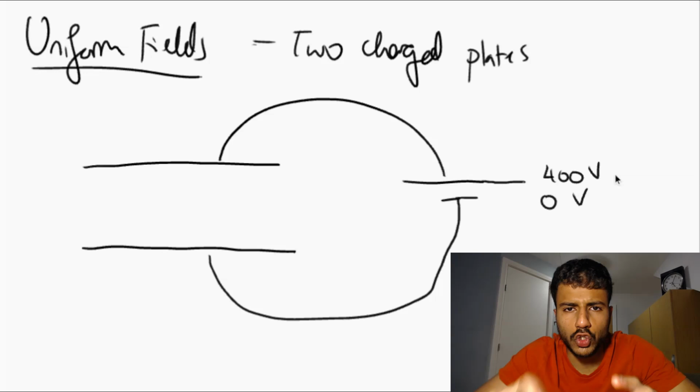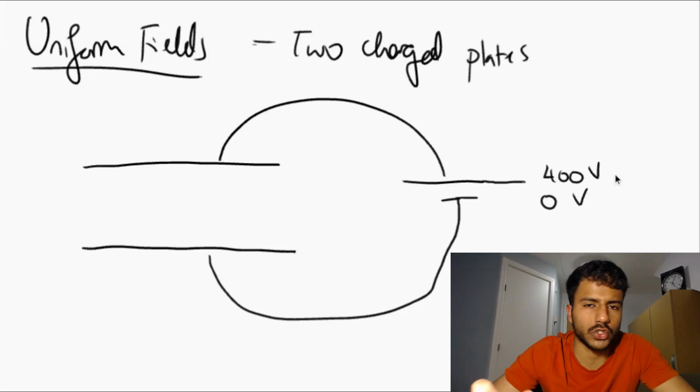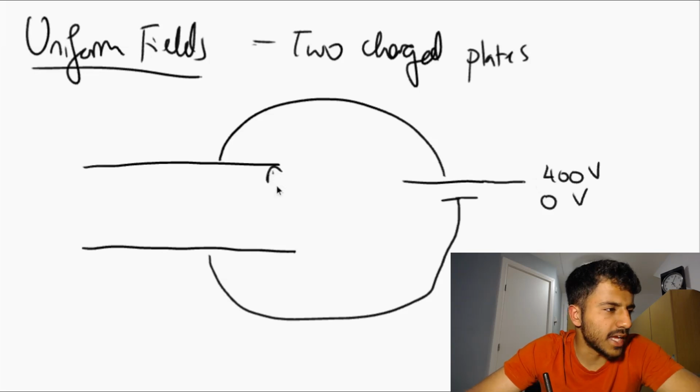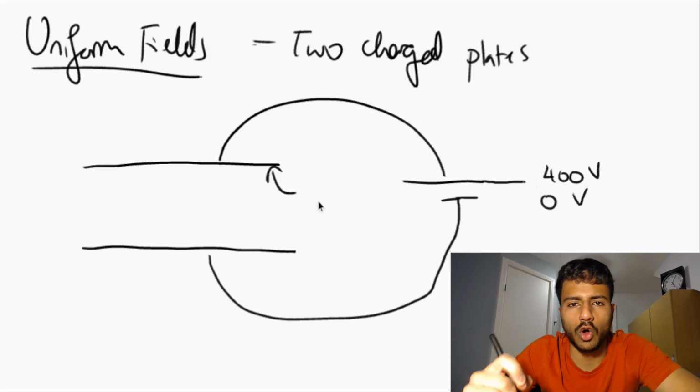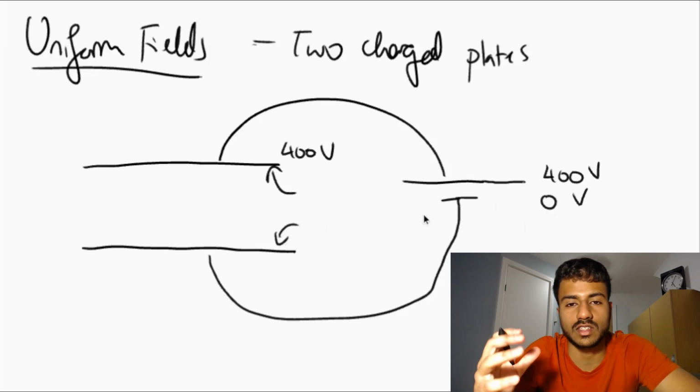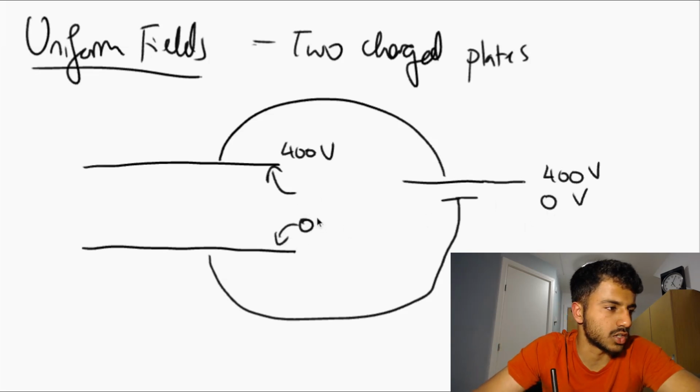So let's say I have two metal plates that are connected to this battery here. And you can see that this battery is charged to 400 volts. Well, this plate here is connected to the positive terminal of the battery. So this plate here is going to be charged to 400 volts. And this side here is connected to the negative side, and in this case the negative side is at 0 volts, so this here is charged to 0 volts.